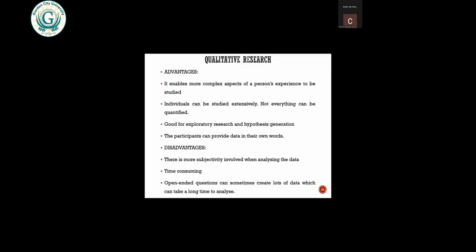But in part of the advantages, it's not in this slide, but let me say it. You only need a small sample size in qualitative research. There's some qualitative research you can even do with only 6 participants. 10 participants is okay. You don't need a lot. So qualitative research deals with a small number of participants. Good. Now let's do quantitative.